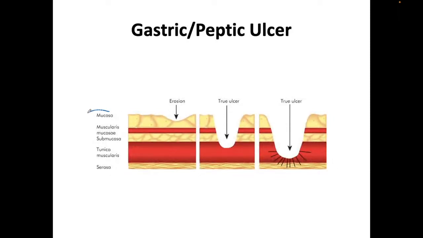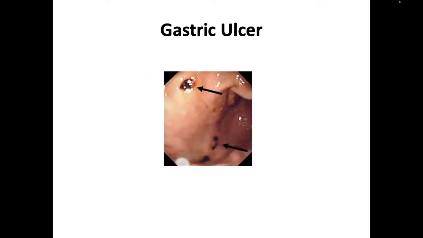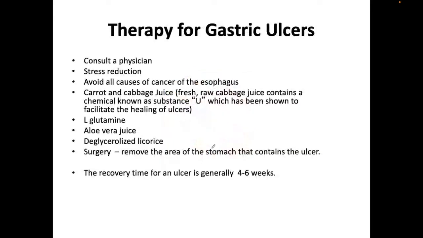Here's a great visual showing the mucosa. You start to get a little bit of an erosion through that. And as it gets deeper and deeper, it's obviously going to become more severe and much more painful as it goes through the other layers. And it's also more vascular the deeper it gets. Here's a gastric ulcer, here's an esophageal ulcer, and here's a duodenal ulcer. Here again are gastric ulcers.